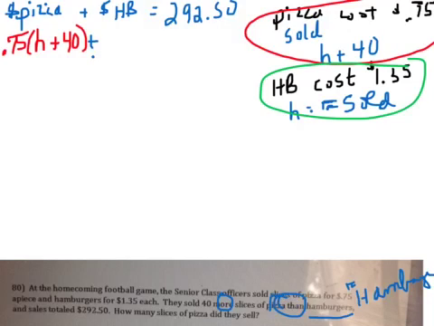So I sold H hamburgers, and each hamburger cost $1.35. If I multiply how many I sold times the cost of each one, that would be 1.35H. That would describe how much money I collected from hamburgers. So I could just write 1.35H. And when we add all that up, we know it's equal to 292.50. Okay, that's a 5.